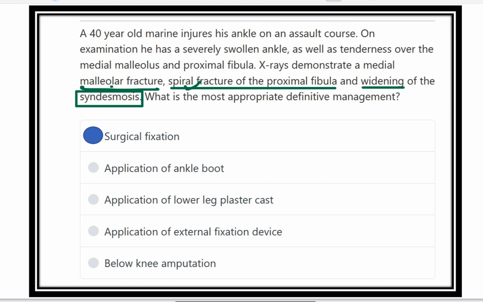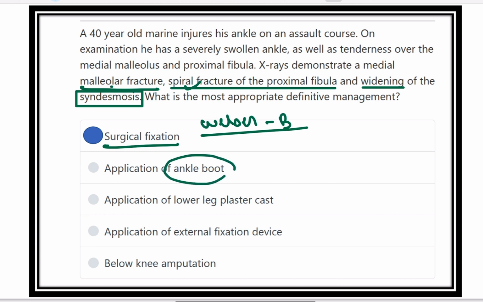So as it is Weber type B classification, go for the surgical option. Application of an ankle boot may be used when there is less displacement or single bone injury. So in case of Weber type B, in this patient there is more injury, so we have to go for surgical fixation of the patient.